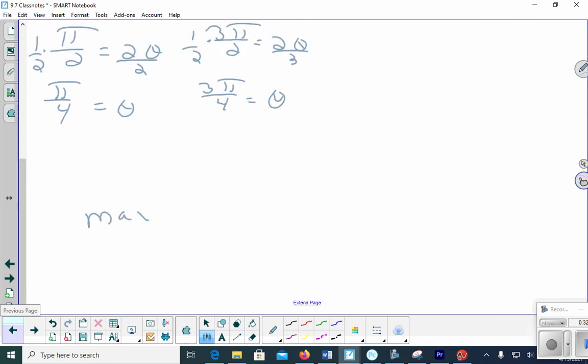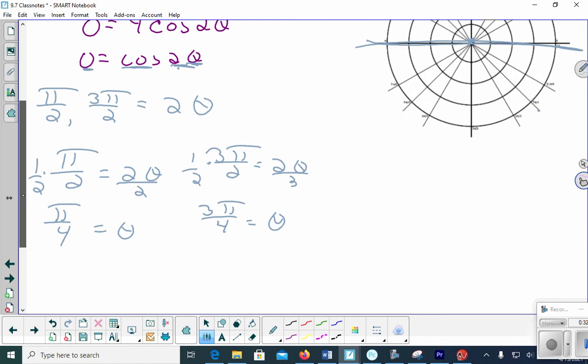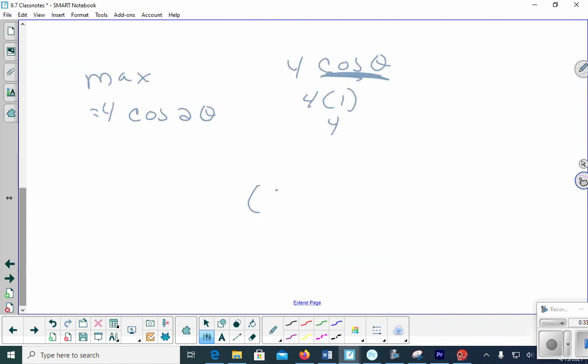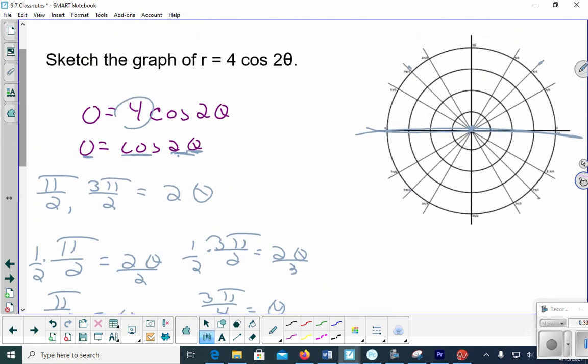The max of this function is 4 cosine 2 theta. Well, forget about the 2 for a second. If I just had 4 cosine theta, the most that this can ever be is 1. So I take 4 times 1 and get 4. So my max r value is going to be 4. And here's a hint: whatever number is in front, that's going to be your max. That's pretty simple. The hard part is I have to figure out when that happens.